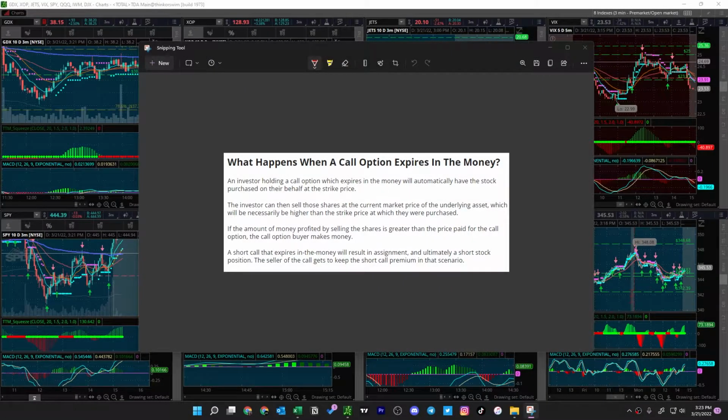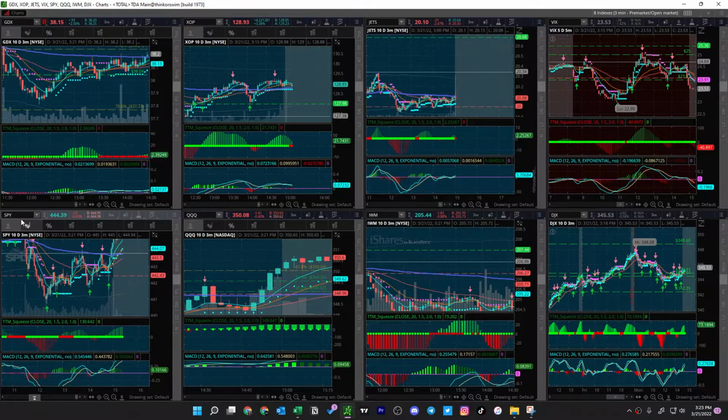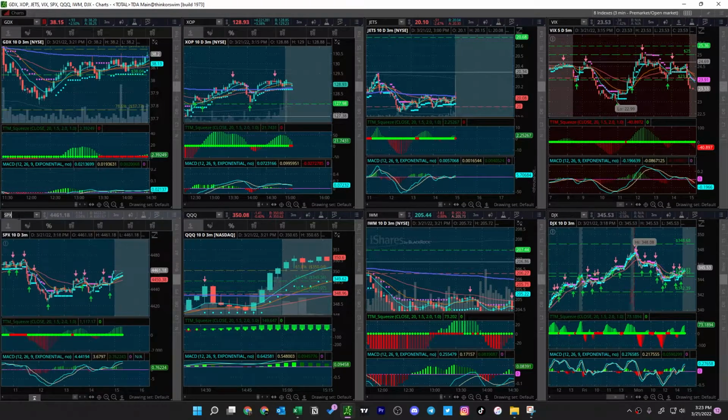In the money and your contract expires with calls, you're going to get assigned the shares, and you're going to get assigned at the share price that you had the strike for. So what was your strike? I had the 44.55. Okay, so you are $5 in the money, $6.20 in the money or so.